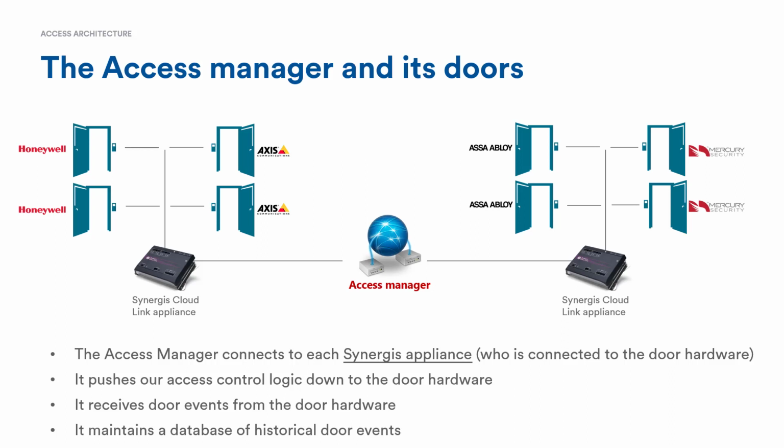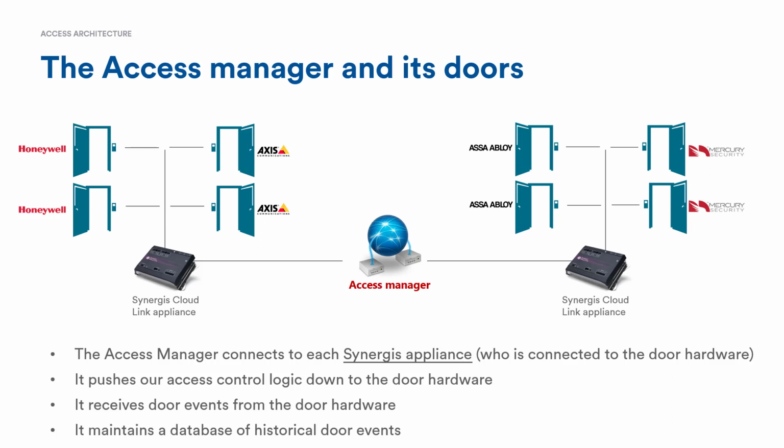Something worth pointing out in this illustration is that our quest for open architecture happens at the server level for video units, but at the appliance level for door hardware. It's the Synergis Cloud Link appliance, not the access manager role, that connects to, talks to, and manages all the different kinds of door hardware. And we can see in this illustration a mix of iStar, Axis, Mercury, and ASSA ABLOY door hardware, all being managed by our Cloud Link appliances.